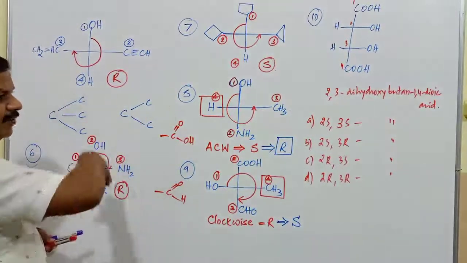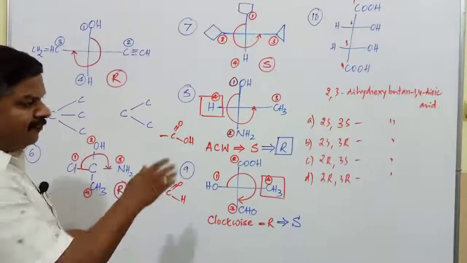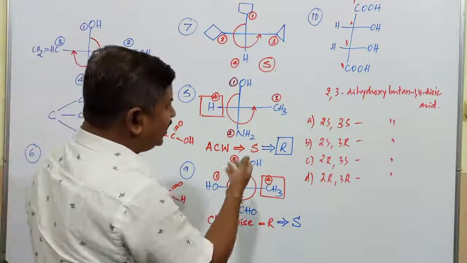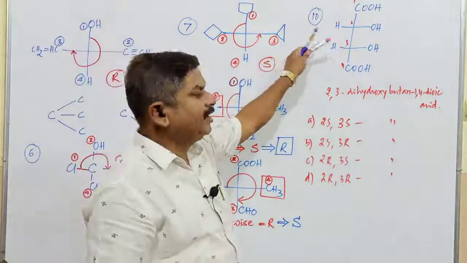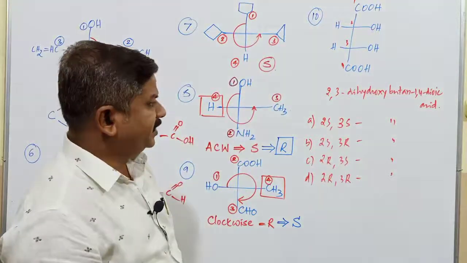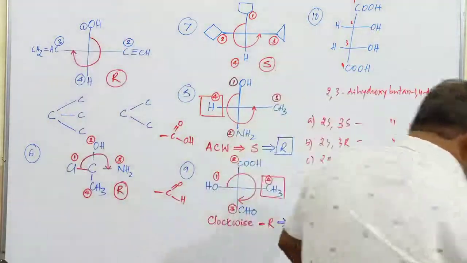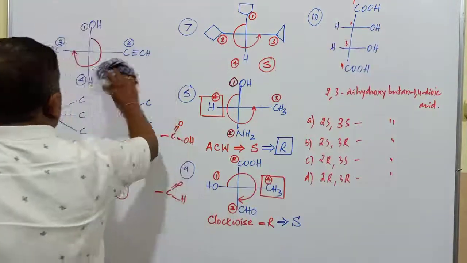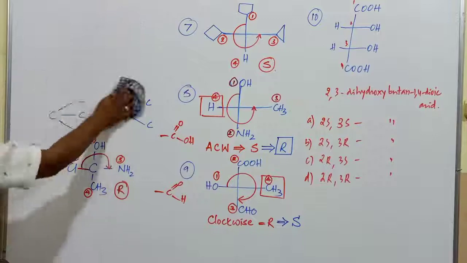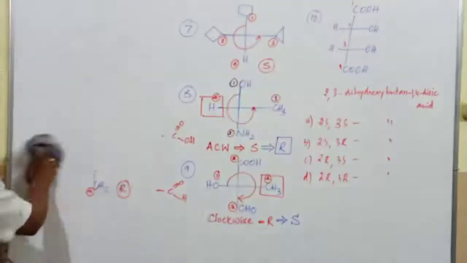Just now we have discussed configuration of the R isomer or S isomer with respect to only one carbon atom, but this is an example where two chiral carbon atoms are present. Now with respect to this molecule, what is the correct option? What is the correct option related to this molecule? Let us observe that molecule.